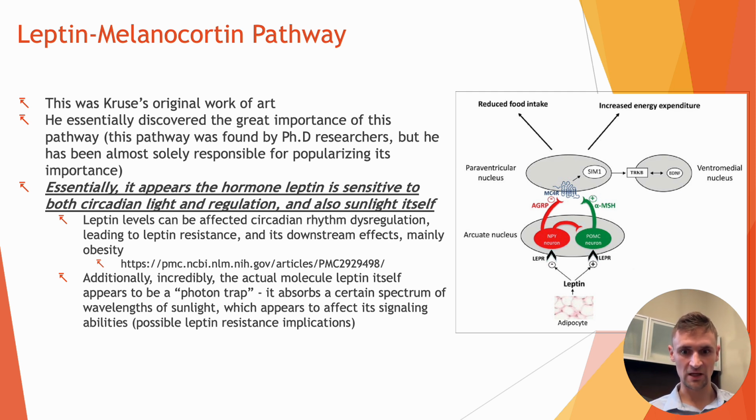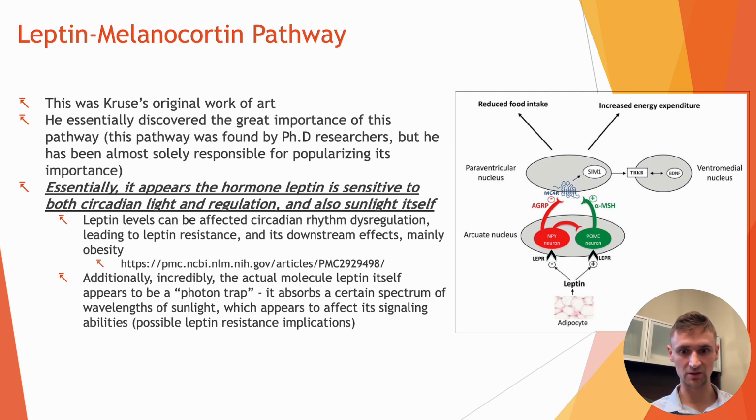And so essentially, it appears that the hormone leptin is sensitive to both circadian rhythm regulation and also sunlight itself. And there's no question that leptin is sensitive to circadian regulation. That's been very clearly discussed in the literature. Leptin levels can be affected by circadian rhythm dysregulation, and that actually leads to leptin resistance and its downstream effects, mainly being obesity. So essentially, circadian rhythm dysregulation leads to leptin level dysregulation and leptin resistance, which then causes obesity.